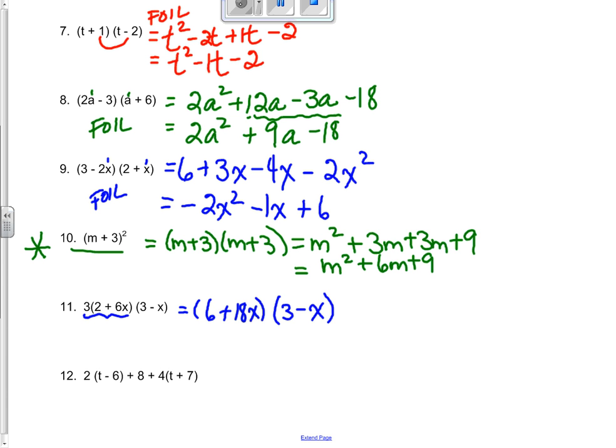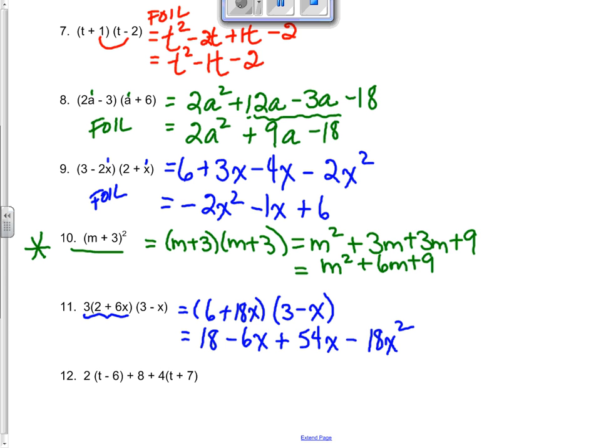Now I have a FOIL problem. First would be 6 times 3. Outside would be negative 6x. Inside is 54x and negative 18x squared.